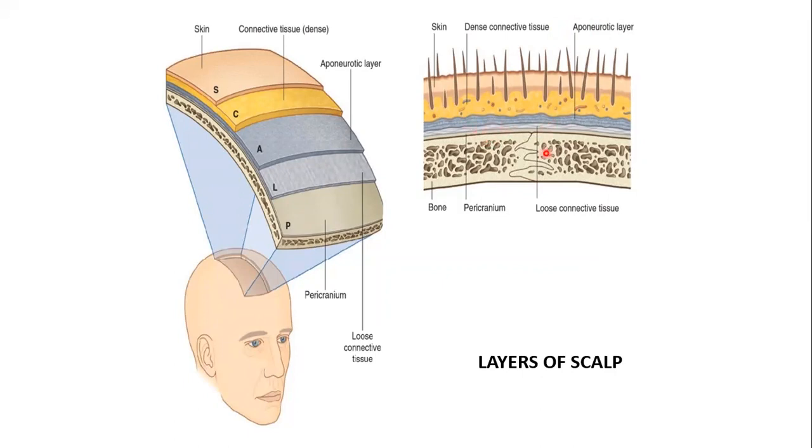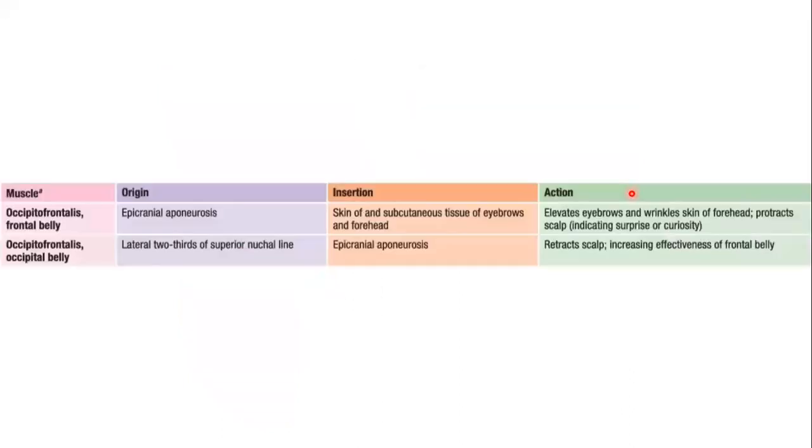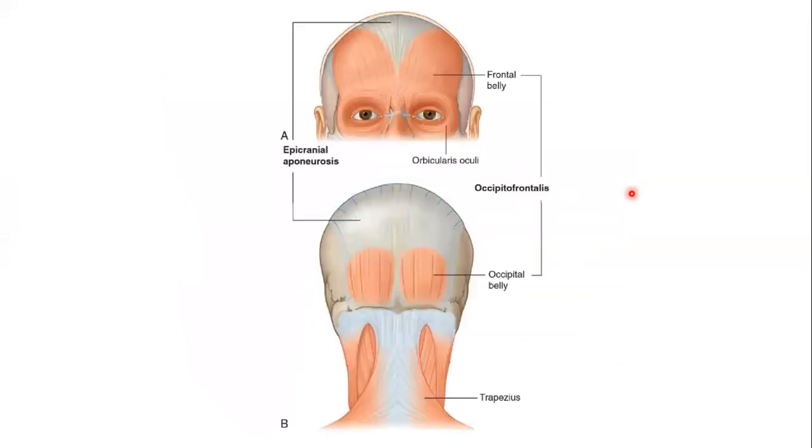So below that is a loose connective tissue, which has a lot of potential spaces, and it is responsible for the collection of pus in that. Below that, this is the pericranium, which is firmly adherent to the neurocranium. So this can be easily stripped off in the living person from that neurocranium, except at the sutures where it is very firmly attached. So these are the 5 layers of the scalp.